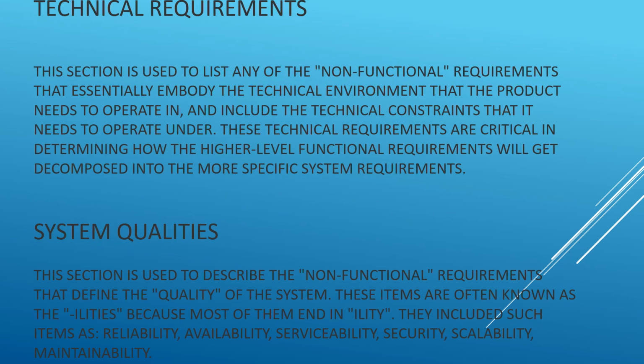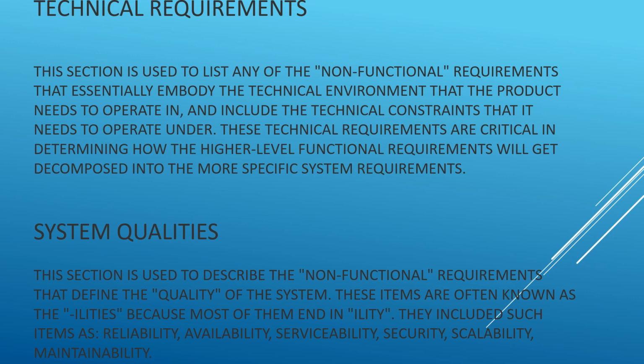Technical requirements. This section is used to list any of the non-functional requirements that essentially embody the technical environment that the product needs to operate in and include the technical constraints that it needs to operate under. These technical requirements are critical in determining how the higher level functional requirements will get decomposed into the more specific system requirements. System qualities. This section is used to describe the non-functional requirements that define the quality of the system.